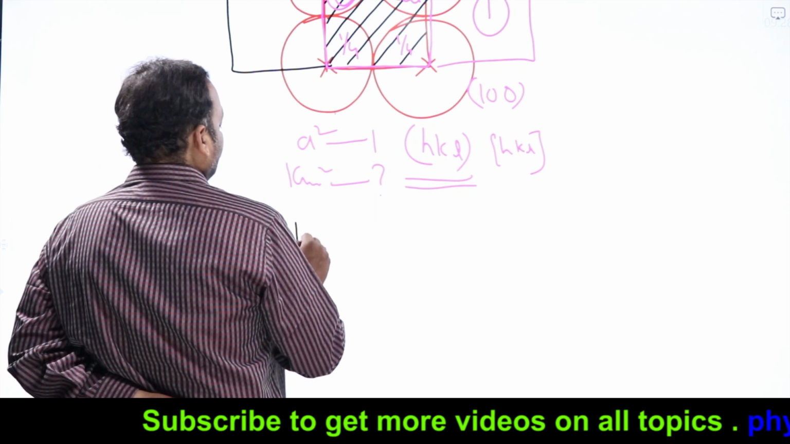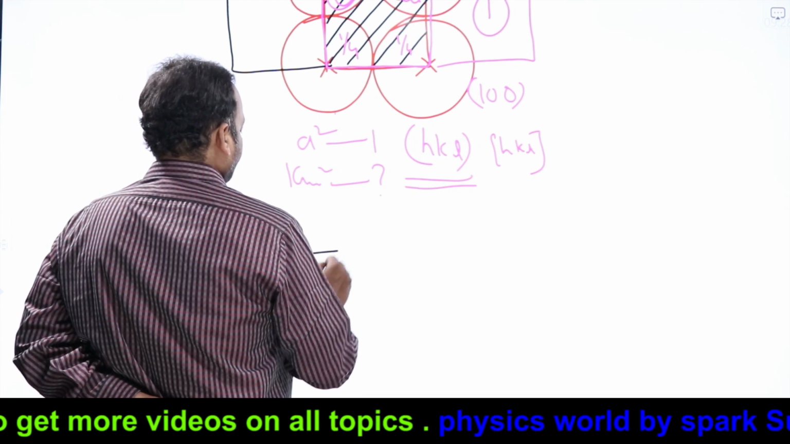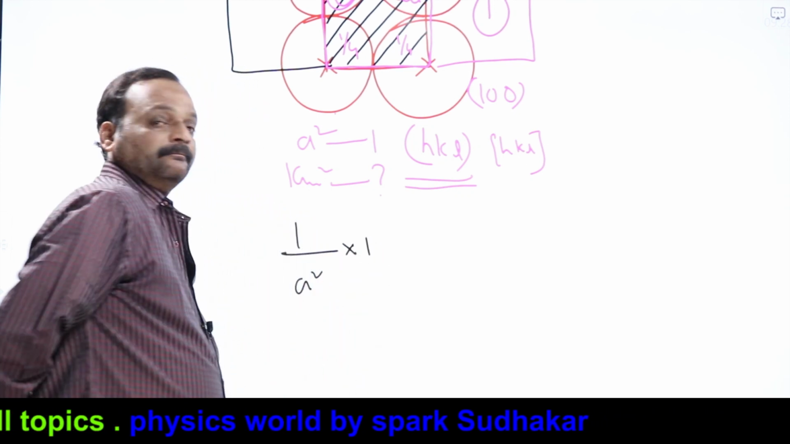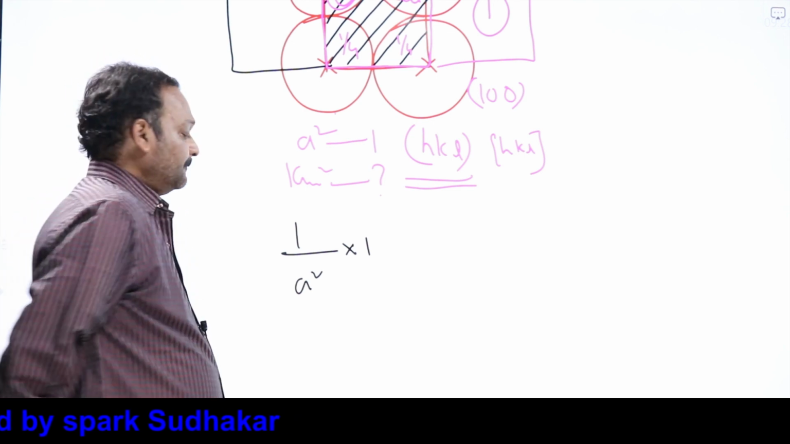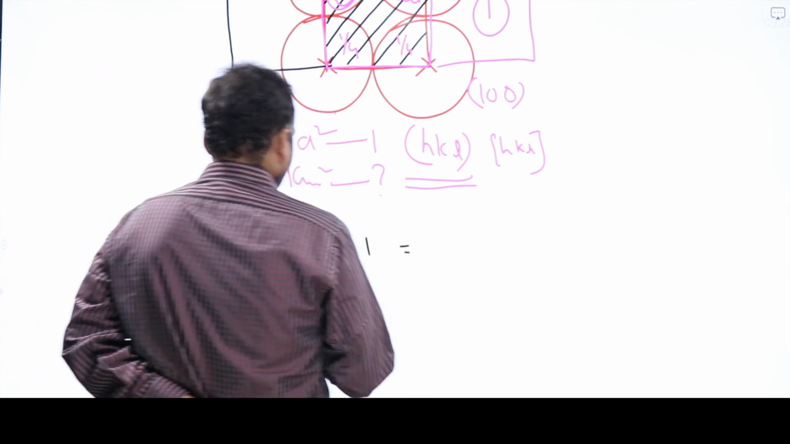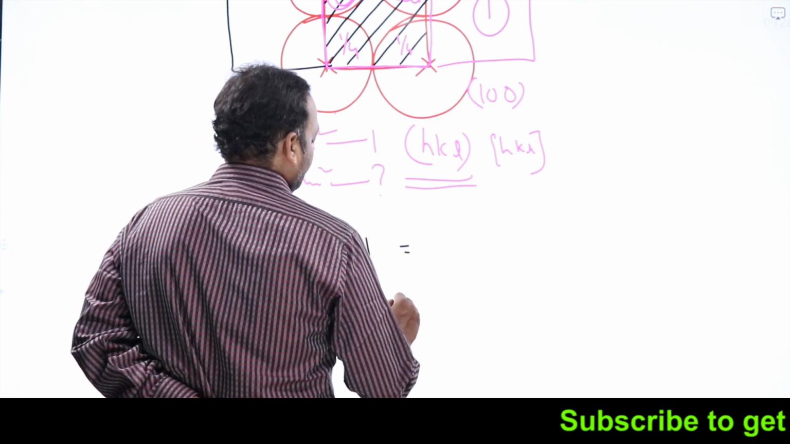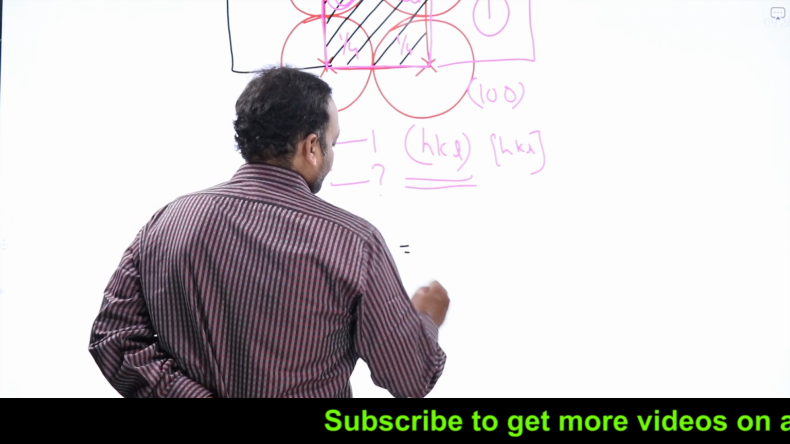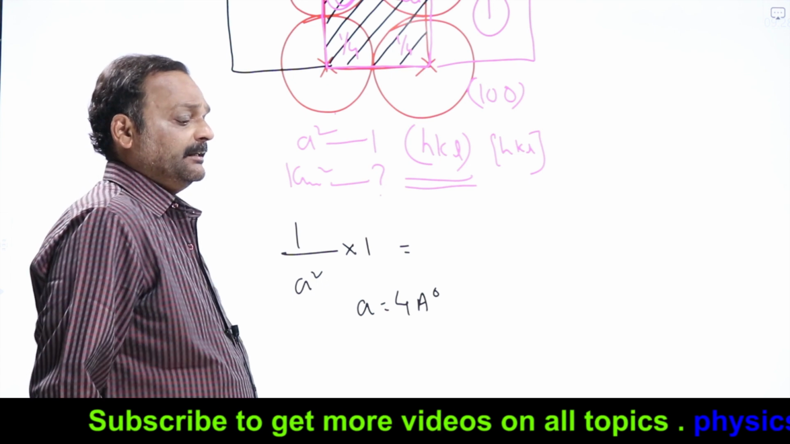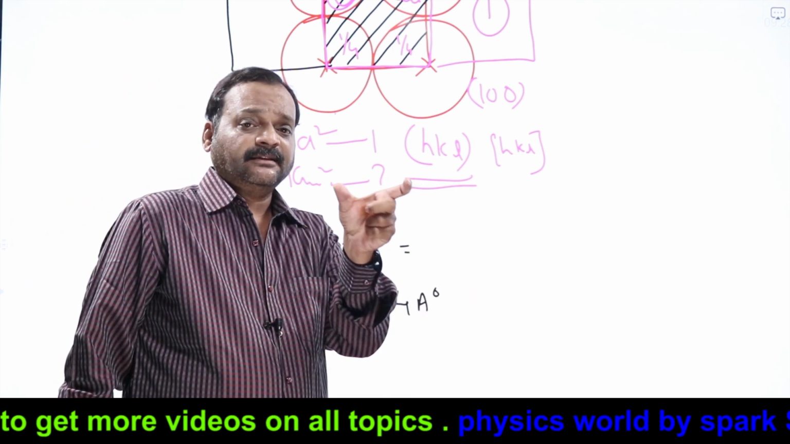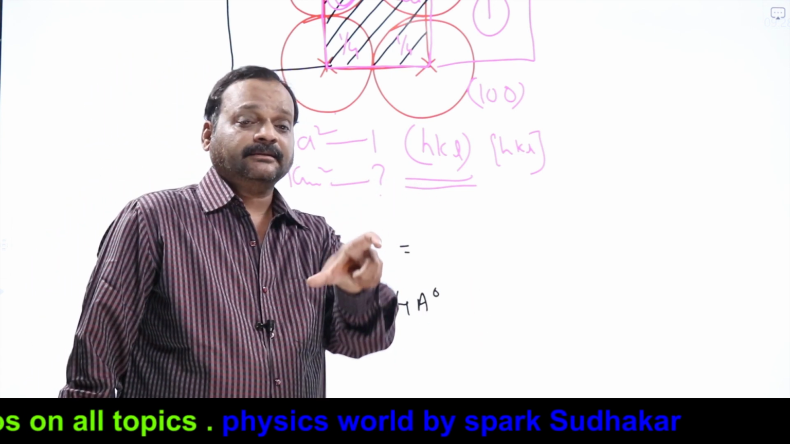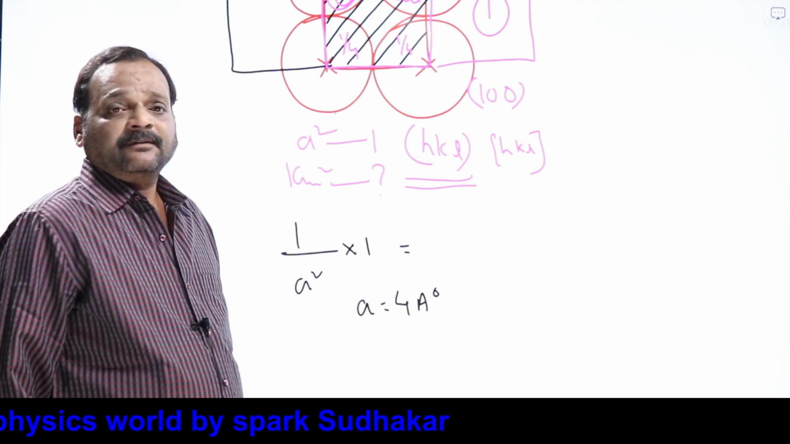Okay, 1 by A square into 1. Suppose the lattice constant A is equal to, say, 4 angstroms. In the case of CsCl, we have seen lattice constant A equal to 4.11 angstroms, so I'm taking a round figure of 4 angstroms.